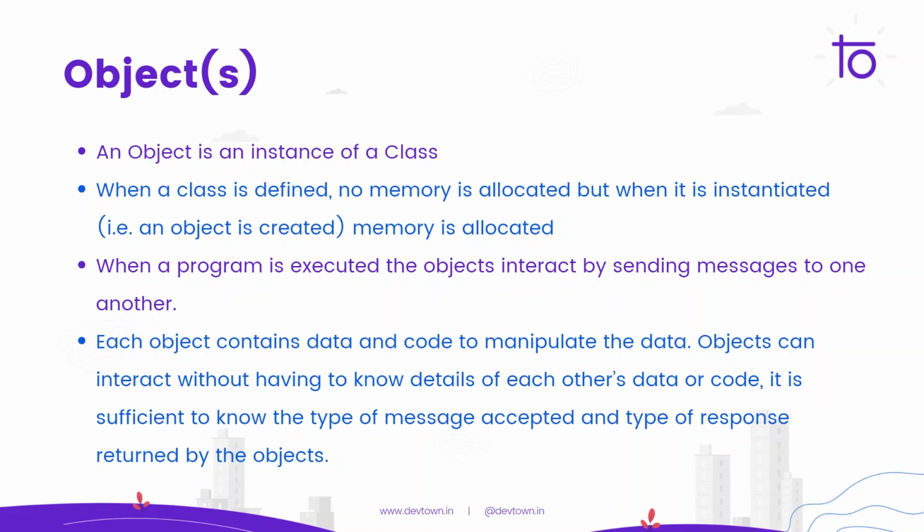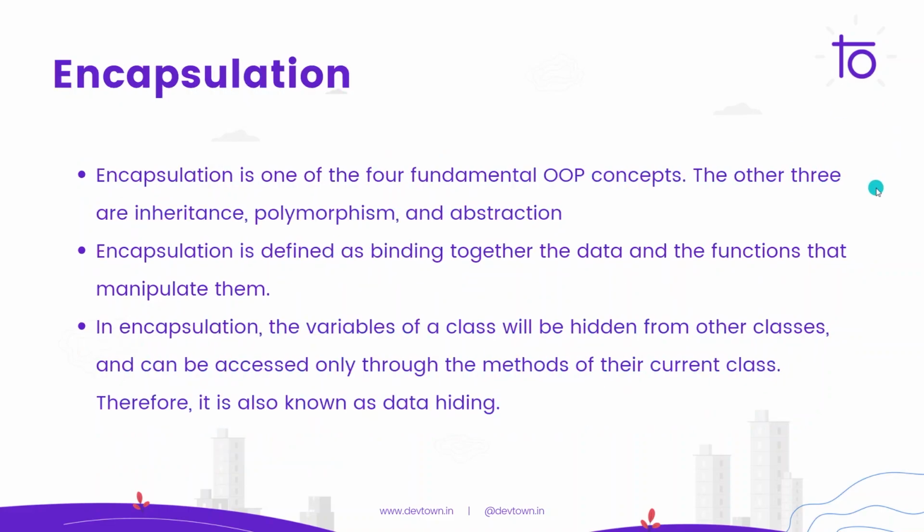When a program is executed, objects interact by sending messages to one another. Each object contains data and code to manipulate the data, and objects can interact with each other without having to know the details about each other's data or the implementation of the code. It is sufficient to know which type of message is accepted and the type of response which is returned by those objects.